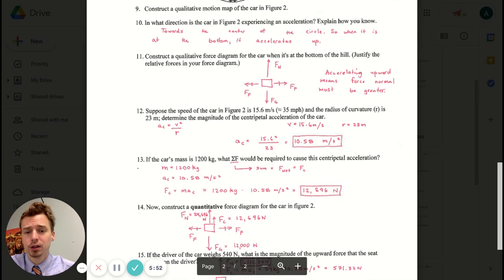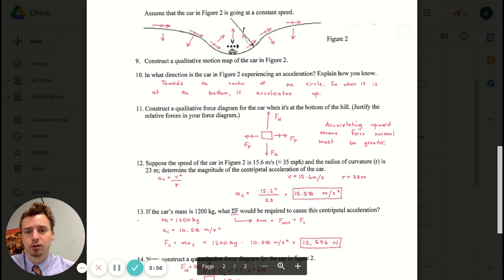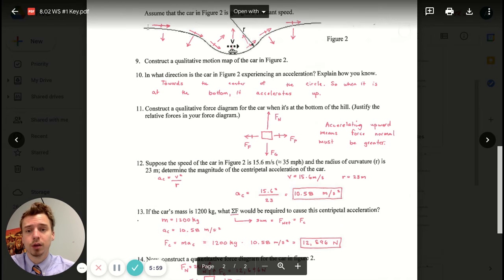On the back page, some pretty similar problems. Construct a force motion map. So again, my constant velocity arrows changing direction. In this case, the circles are a little bit different. I have a circle down here at the beginning of the hill, a circle in the very middle of the valley, and then another circle on the other side. And that's why my arrows are always pointed towards the center of those circles.